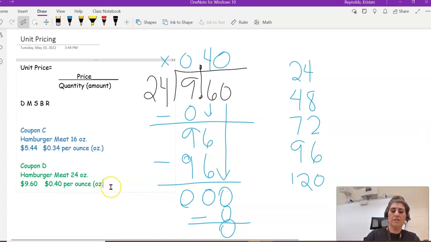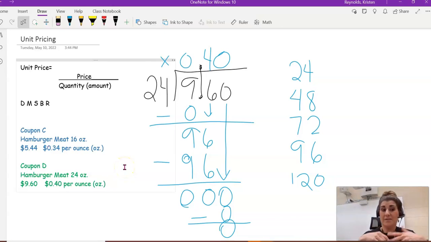So the question then is, which one is the better deal? The better deal is really the first one. Even though you're getting less meat in the package, if you were to buy multiple of them, you actually would be saving more money, because it's only 34 cents per ounce, whereas the other, while you're getting more, is actually more money per ounce.